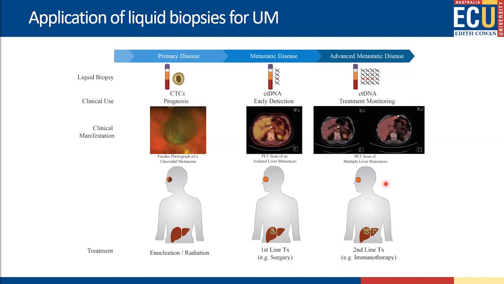In general, we suggest that the application of liquid biopsies for uveal melanoma may differ depending on the disease stage, with circulating tumor cells providing information about the risk of developing metastases. They provide information on copy number alterations and therefore serve for prognostication, especially in patients where they're doing a biopsy of the tumor in the eye.